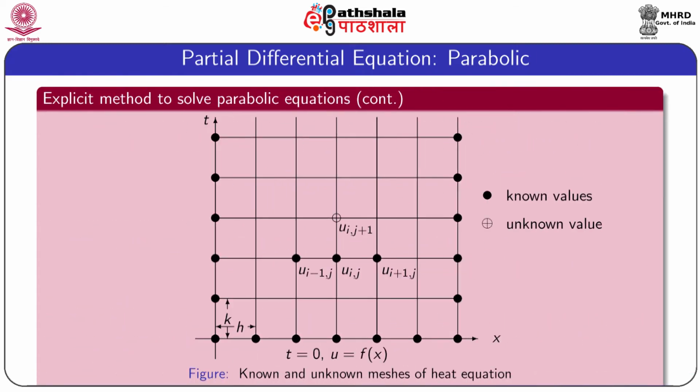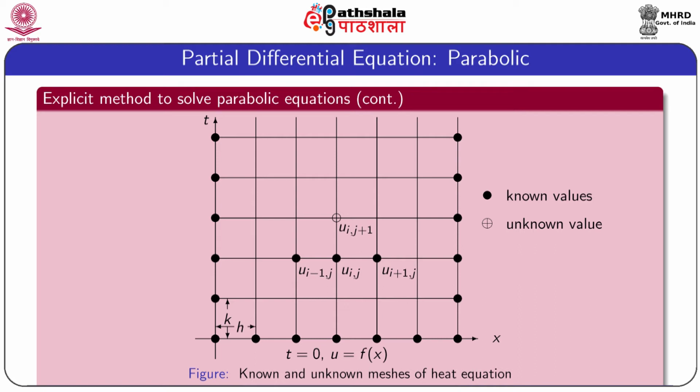This is the diagrammatic representation of meshes of the heat conduction equation. The known values are denoted by the filled circles and unknown values are denoted by the open circles. The initial values are given along the x axis, the left boundary values are given along the t axis and right boundary values are given along the right vertical line. Our problem is to find the value of u at each mesh point, which are the intersection of the horizontal and vertical lines.